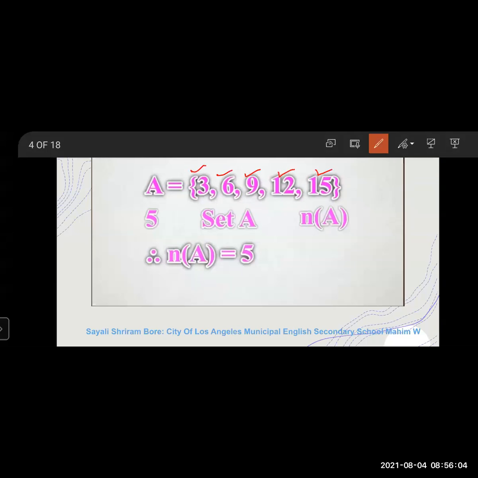Okay. So whenever we want to write the number of elements in a particular set, how will you denote it? n(A) = 5. Now this small n represents the number of elements. Okay, small n represents the number of elements in set A, whatever the set is, A, B, C, whatever the set. And how many elements are there? Here 5. So we will write it as 5.